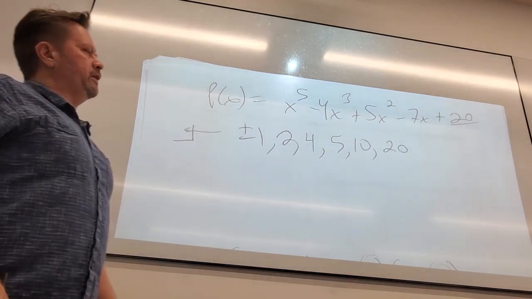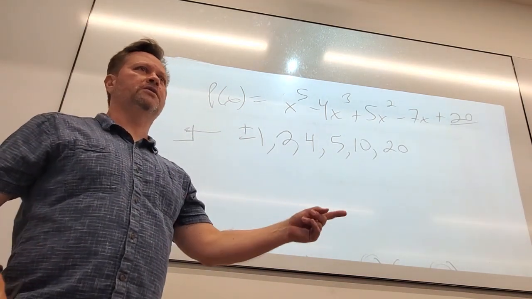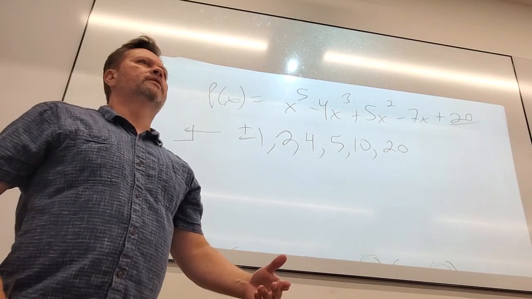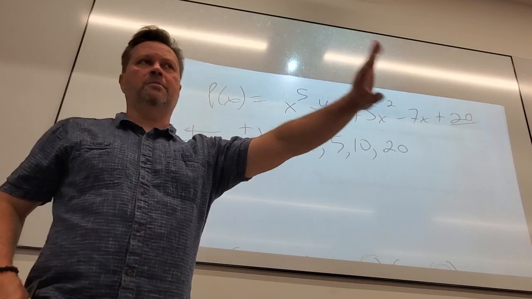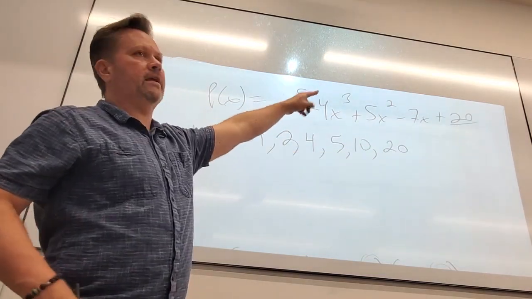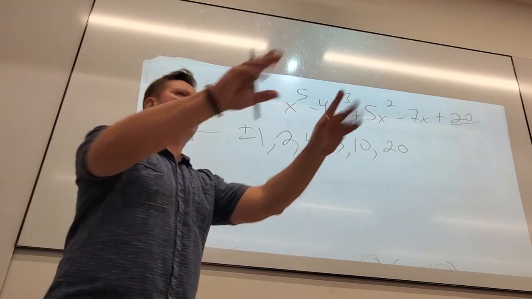Is that a relatively big list, especially considering that you're going to have to check each one until you get something that works? Big enough. Wouldn't it be really easy for me to make that list even bigger? What if I put 60 at the end? Does that have a lot of factors? Yeah.